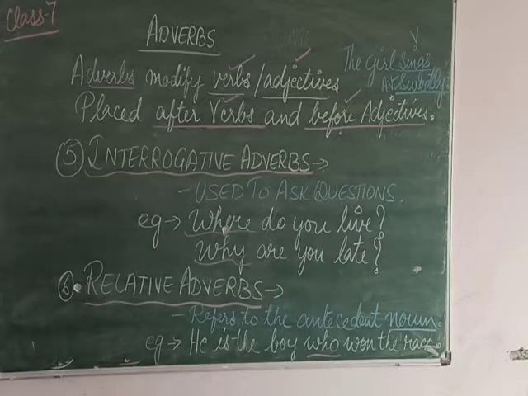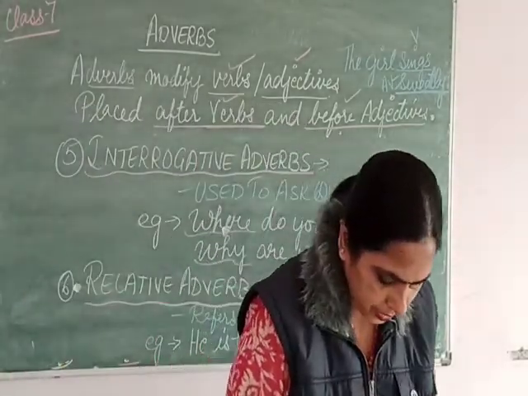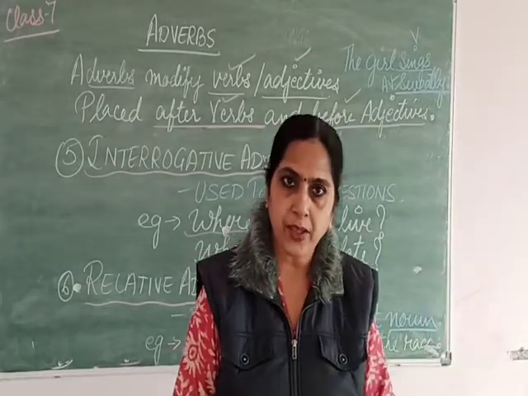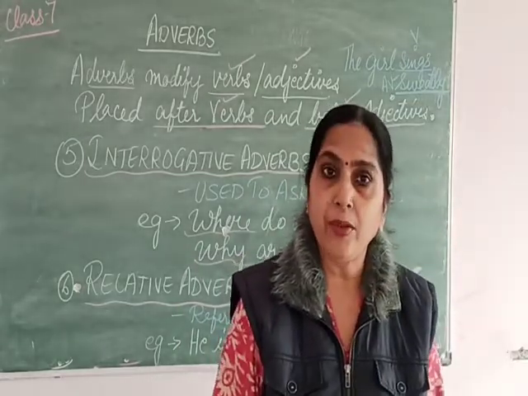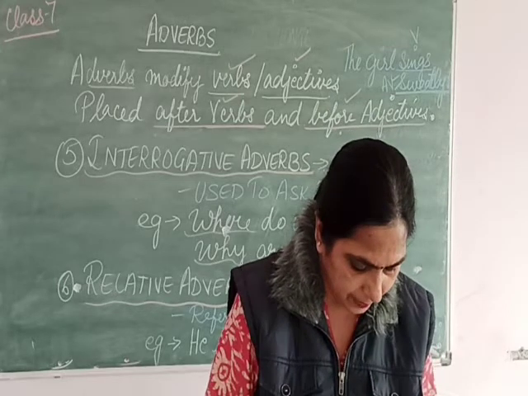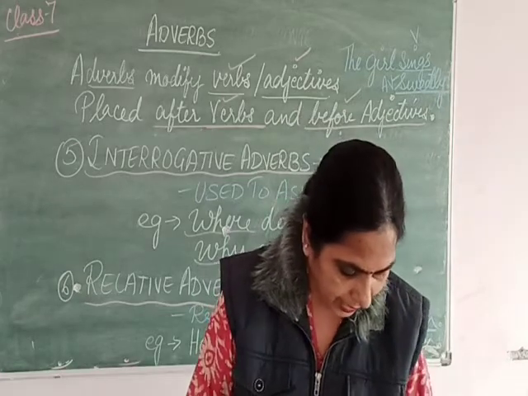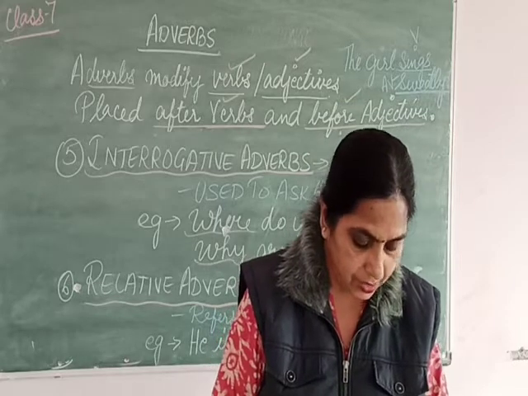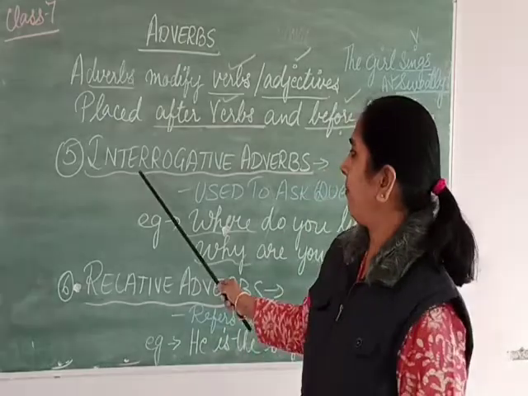Okay, going to the next type of adverbs. We have studied four adverbs. The first one was adverb of manner, how an action is being done, in what way. Then adverb of place or position, where an action is done. Adverb of time indicates the time at which an action is done. Then adverb of degree indicates to what extent, how much. Now next is interrogative adverbs.